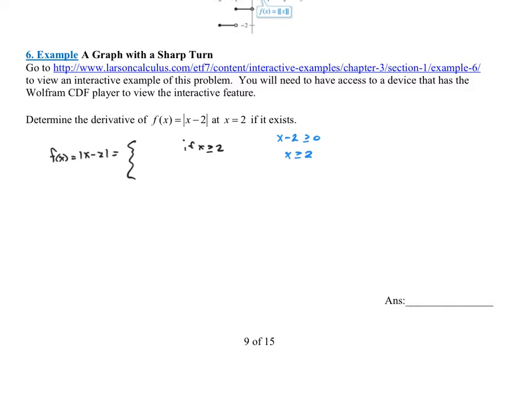it returns the exact same thing. If the inside is positive or 0, the absolute value function returns the same thing. So that would be the function x minus 2. And anytime it's not that, so if x is less than 2, that means the inside x minus 2 would be a negative number. And if the inside is a negative number, it returns the opposite. So that would be negative, and then in parentheses, x minus 2. So we have two different functions that we're dealing with here, okay? So the question then becomes, what is the derivative of this function?